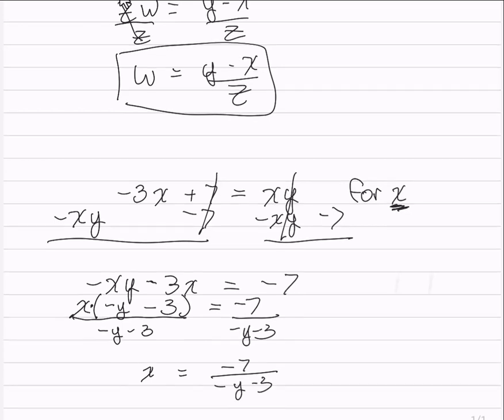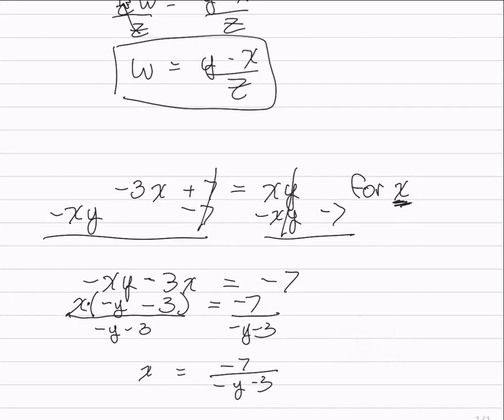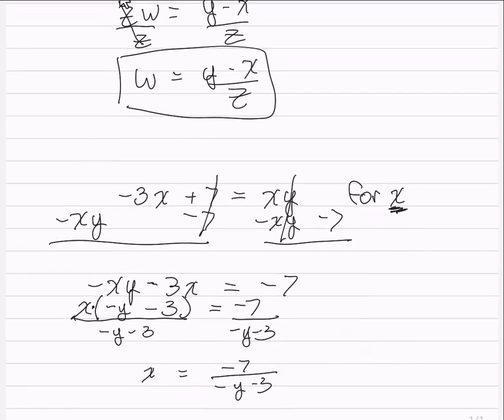Now, because I can't help myself, that is a perfectly acceptable answer. That is correct. But I don't like it because it's full of minus signs. So I'm going to multiply by negative 1 over negative 1. You can always multiply by anything over itself, because anything over itself is just 1, and multiplying by 1 doesn't change anything. And when I multiply by negative 1 over negative 1, I get 7 over y plus 3, which to me is just much prettier. So I'll do that.